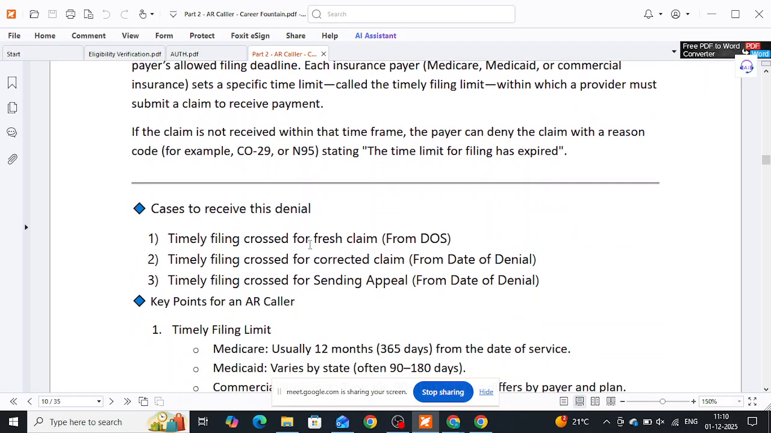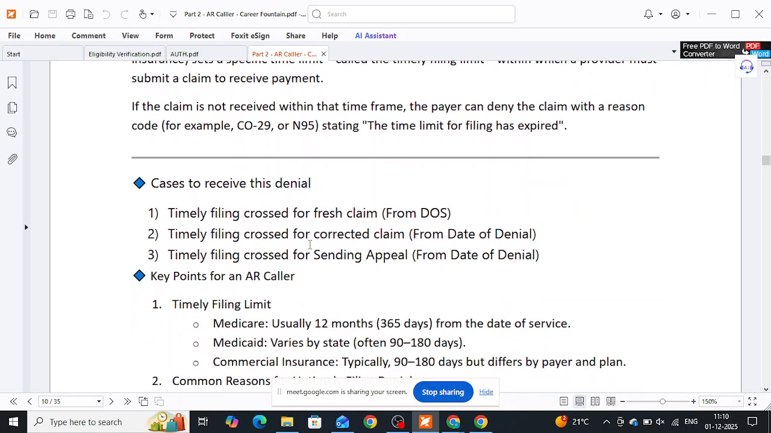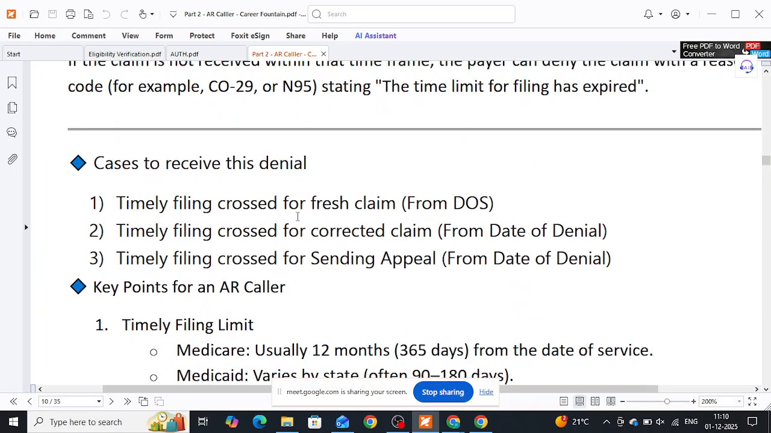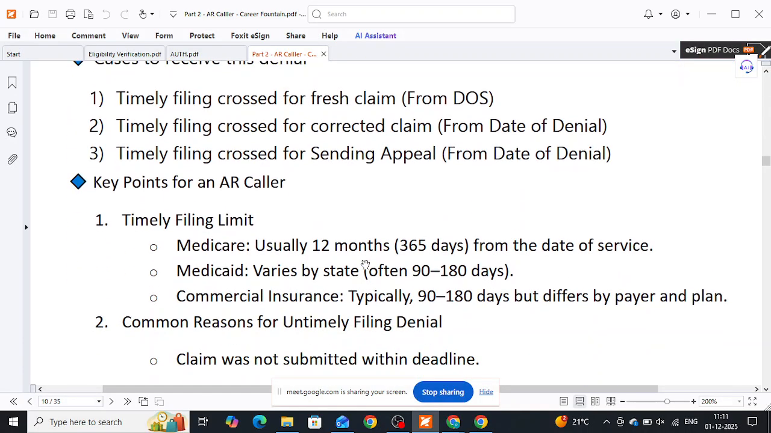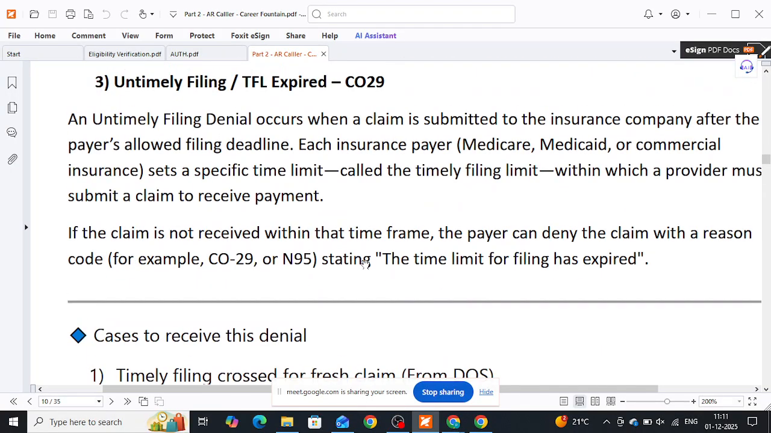In which cases are we receiving this denial? First of all, we cross the given time frame. For example, a very small time frame like 3 months only, and within those 3 months we have not filed our claim. Second is the timely filing limit crossed for a corrected claim. We did some correction, but we were late to file our corrected claim. And third, as I discussed, we were late to send the appeal.